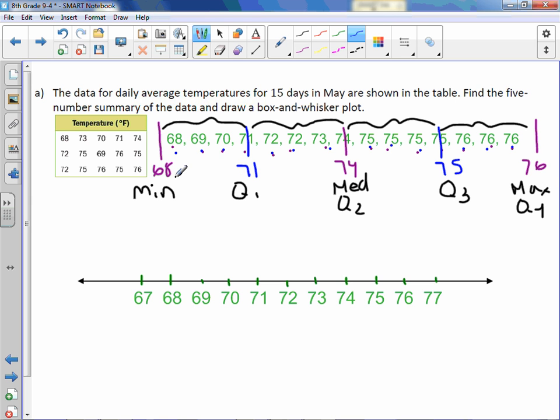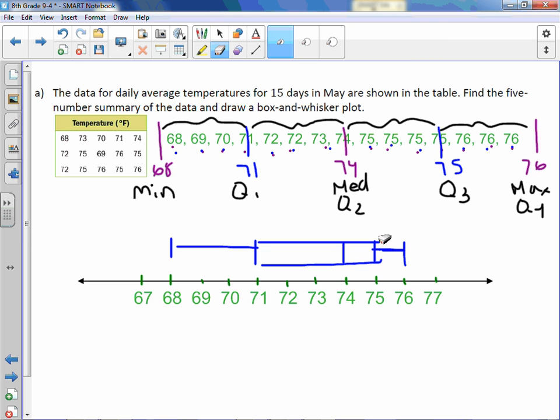You're using these 5 numbers right here. 68, draw a line. At 71, draw a line. At 74, draw a line. At 75, and at 76. So these lines represent my 5 numbers up here. It will look different as far as being spread out as up here. So let's make our whiskers on either side. And the middle 3 lines form the box. And that is our box and whisker plot, or also just known as a box plot.